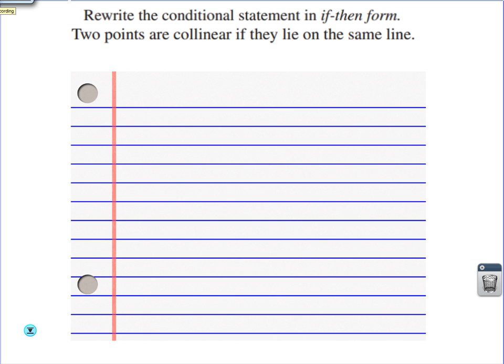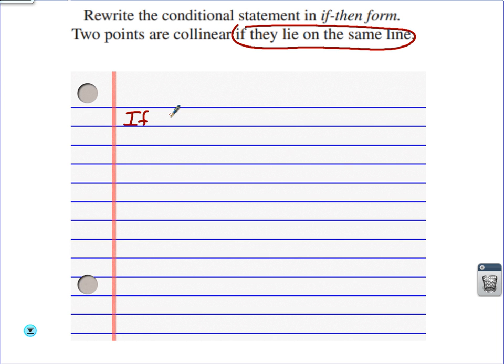First problem. Rewrite the conditional statement in if-then form. The conditional statement is: two points are collinear if they lie on the same line. If-then form means I want my if first, I want my then second. So here's how I'm going to do it. Two points are collinear if they lie. Well, notice there's already an if in there. So let's write it like this. If.